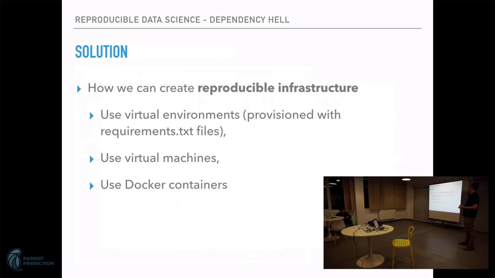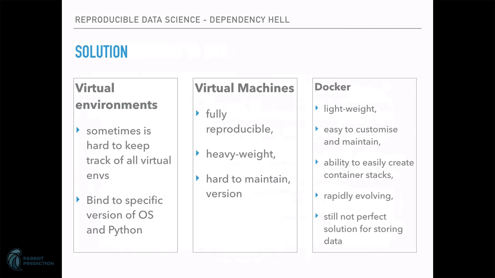For Python projects, the most common way is to use virtual environments. Personally, I think I have done it only once in my life. The second option is to use virtual machines, and third, Docker containers. Each solution has its own advantages and disadvantages. For example, virtual environments, in my opinion, it's a hassle to keep track of all the environments, switch constantly between one and another. And the main drawback of them is that they are bound to a specific operating system and Python version. You cannot easily say, hey, now I am using Python 2.7, and then I want to check if the same works on 3.5 easily.